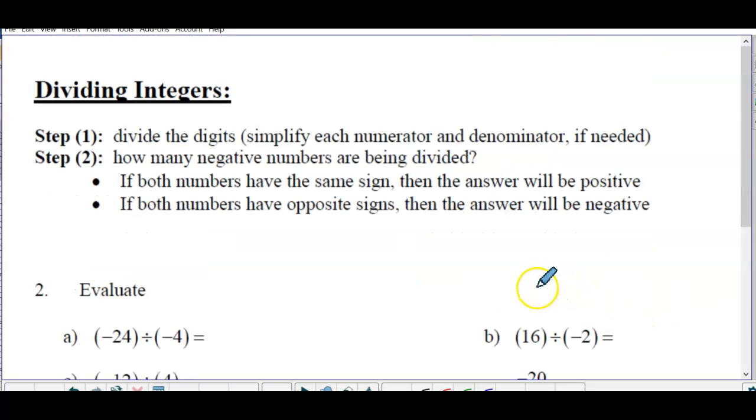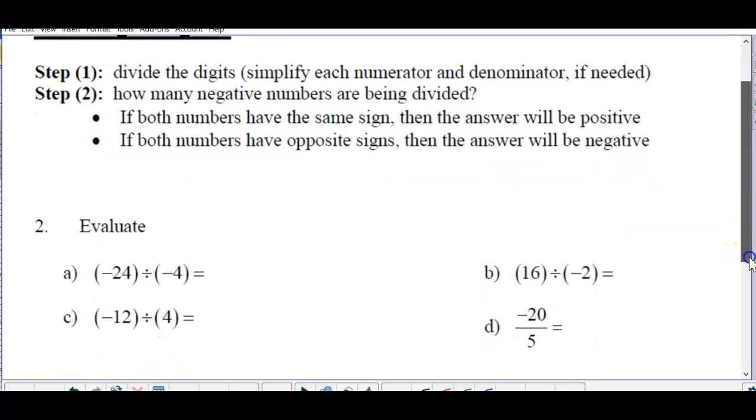Okay, dividing. So you want to divide the digits. Simplify each numerator and denominator if needed. If they don't divide into it, then simplify the fraction as much as you can. Then you look at how many negative numbers are being divided. So if both numbers have the same sign, the answer will be positive. If they have opposite signs, it will be negative.